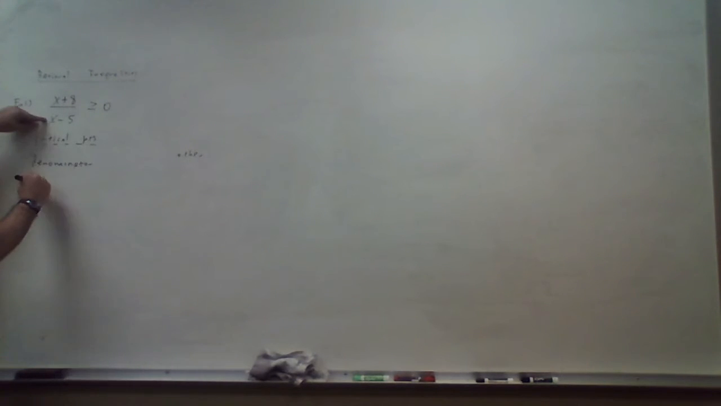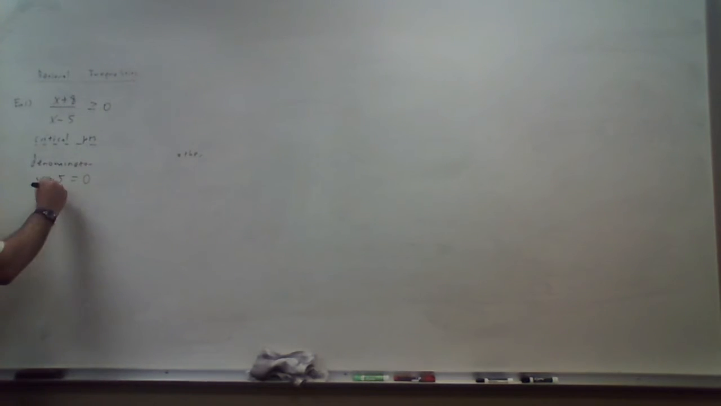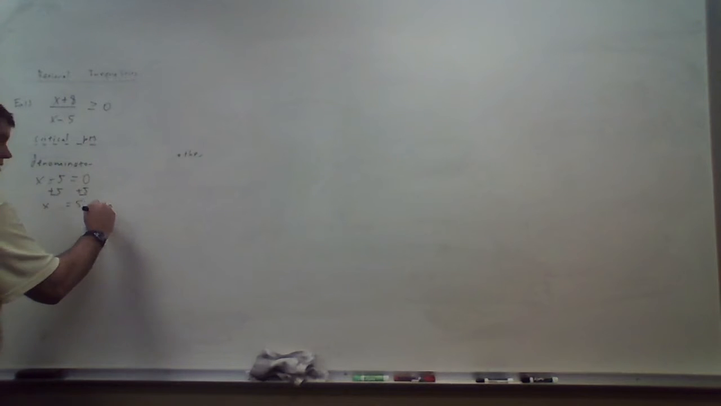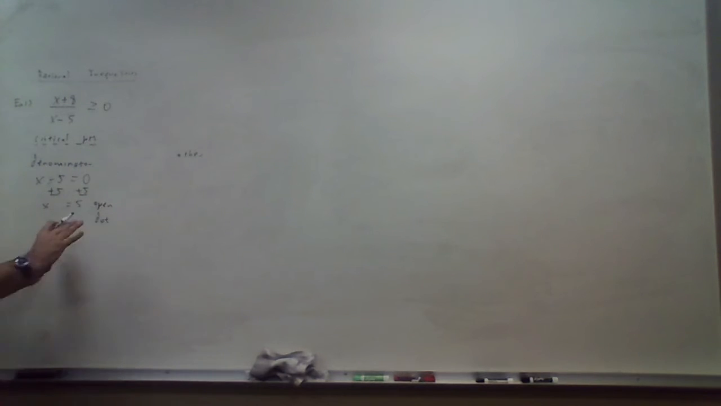The denominator cannot equal 0. You're trying to avoid the denominator equaling 0. When that happens, you have a critical point. So we add 5 to both sides, and x equals 5. The denominator critical point is always an open dot. Always, no matter what. Okay?